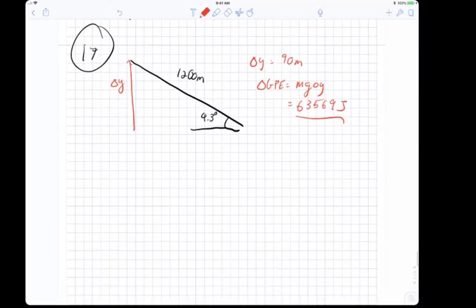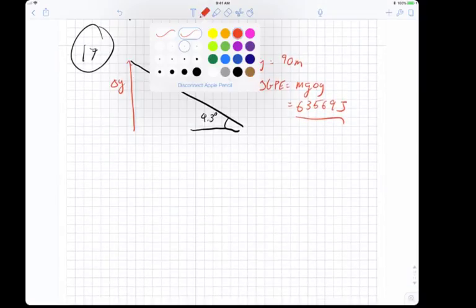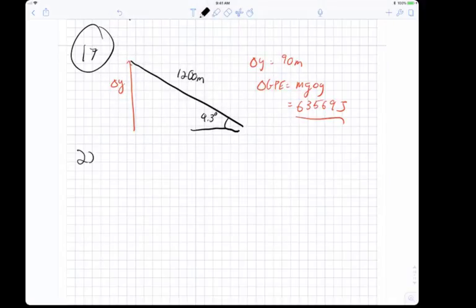Let's do 22. Marissa drags a 23 kilogram duffel bag 14 meters across the gym floor. If the coefficient of kinetic friction is 0.15, how much thermal energy does Marissa create? This is a work question.